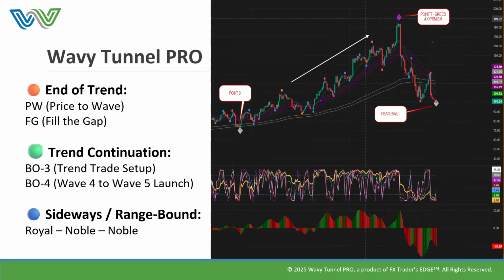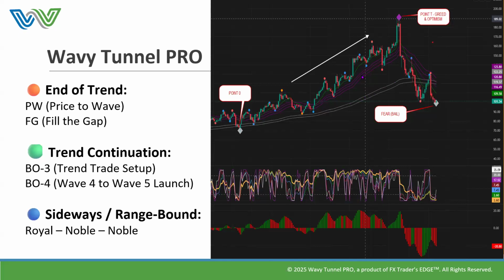Along the way, you have bounces off the wave. These are your breakout 3 trades. So our dashboard shows you when you get a breakout 3 trade, a bounce off the wave. And these are entries for the trend. Now, if we are in this part of the market cycle, there are no breakout 3 trades, because a breakout 3 trade is when the wave is separated from the tunnel. We're in a clean uptrend.